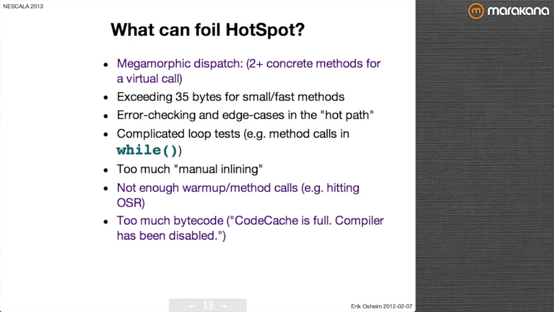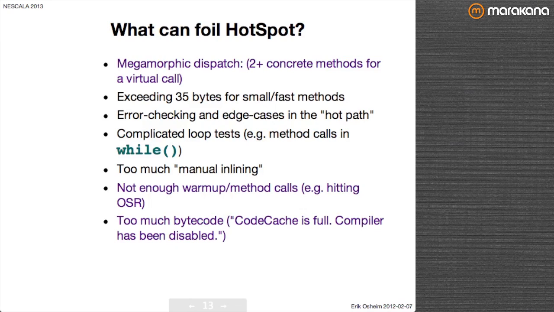If you have small methods that you'd like to be inlined, but they're a little too big above this arbitrary 35-byte limit, they won't be inlined, and that can be a disaster for people. There's also how you write your loops or how you write your code. We often have to do error checking or handle edge cases, but if you do that at the same point where you're also just doing a lot of work, you'll slow the whole thing down. HotSpot won't be able to deal with that. That also kind of covers complicated loop tests.